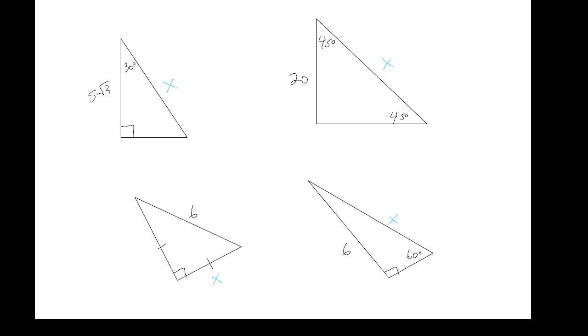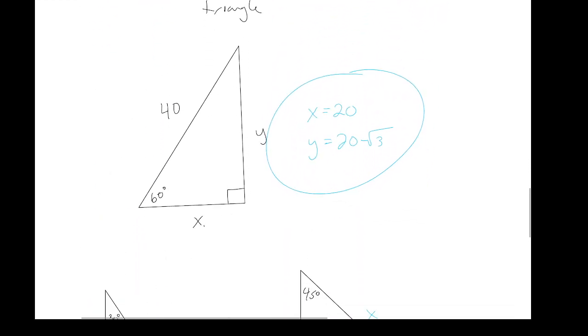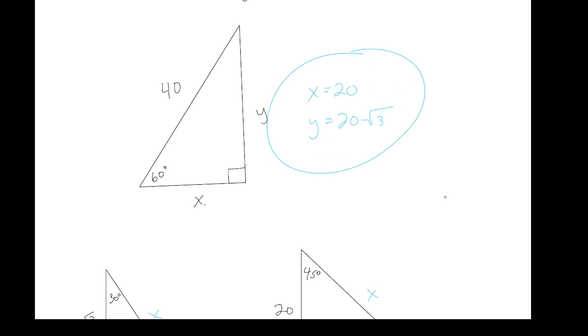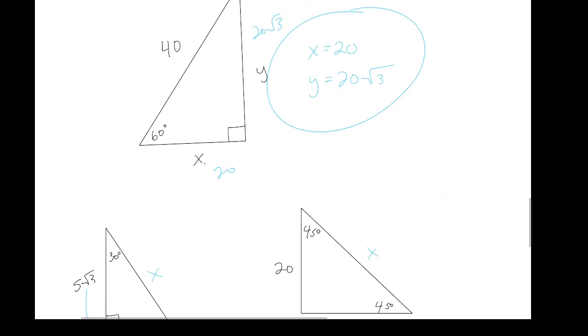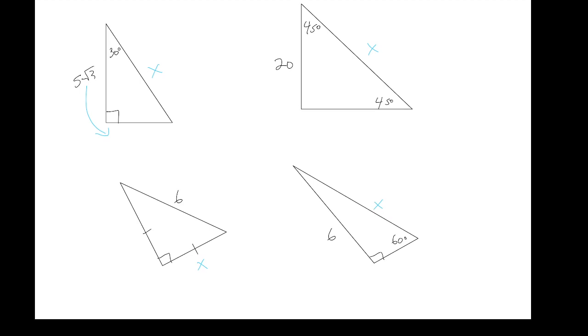To go from long to short, we're going to divide by rad 3. Because look at what our relationship was. Here, this guy was 20 rad 3. Here, this guy was just 20. So we divided by rad 3 to go from long to short. So let's do that here. 5 rad 3 divided by rad 3 is just going to be 5.